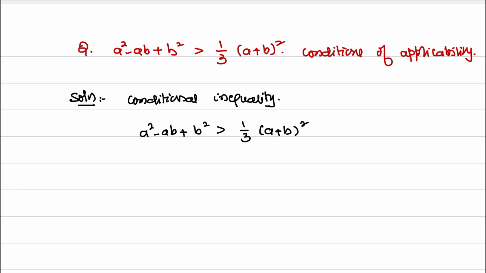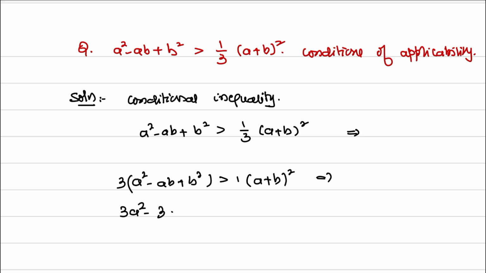Can we expand this? By cross multiplication, 3 into a square minus ab plus b square is greater than 1 into a plus b whole square. Let us further expand. 3a square minus 3ab plus 3b square is greater than a square plus 2ab plus b square. A plus b whole square is expanded and multiplied with 1. What does it give?